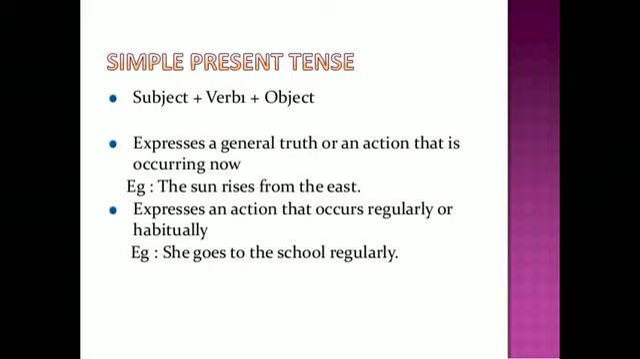Simple present tense. When you form a sentence in simple present tense, the formula of making a sentence is subject plus first form of verb, then object. So it expresses a general truth or an action that is occurring now. For example, the sun rises from the east. It also expresses an action that occurs regularly or habitually. Likewise, she goes to the school regularly.